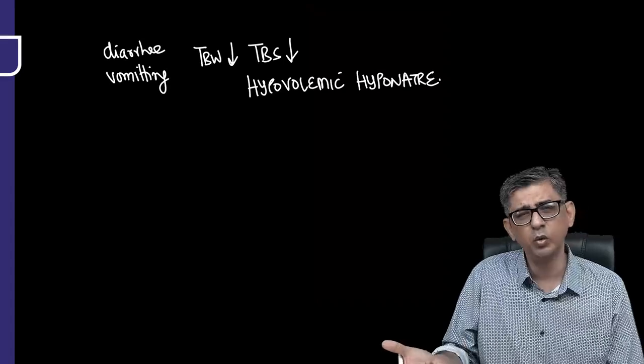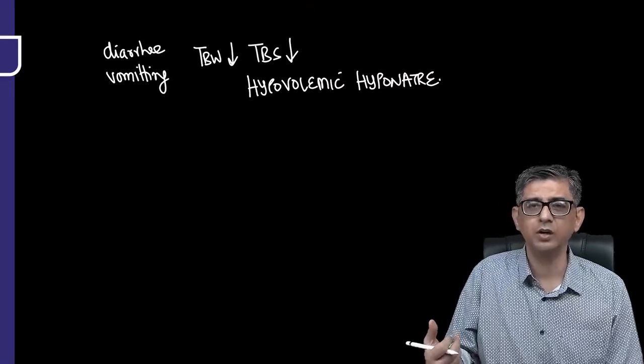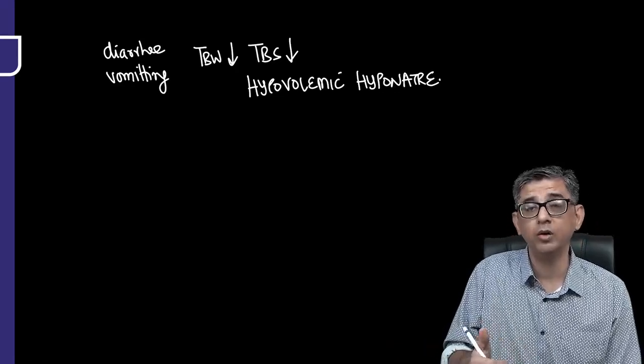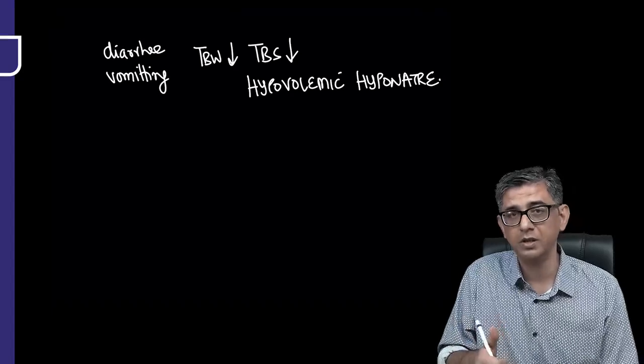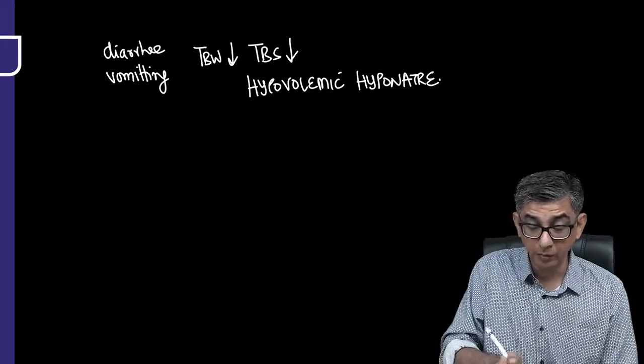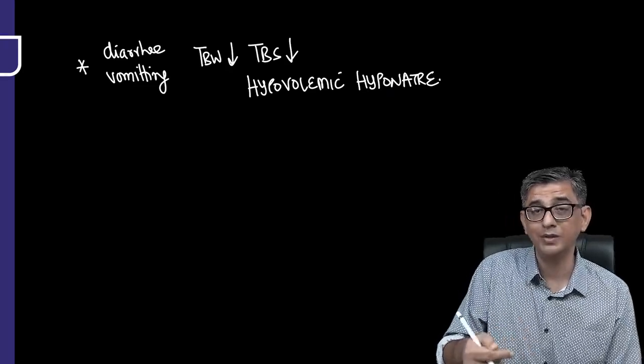And well, what would you do in this case? You'll give either ORS or you'll give IV fluids to the patient. Like in diarrhea, you'll be giving ringer lactate. In vomiting, you'll be giving normal saline. Yes, normal saline in vomiting, because vomiting causes metabolic alkalosis. And I am going to explain to you subsequently how that happens.